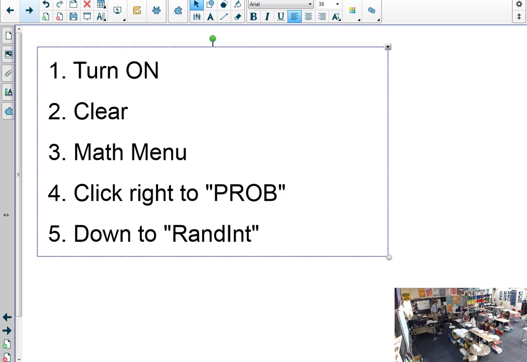Is everybody in the math menu? There's a button that says math on the left-hand side of the calculator. Yeah, up at the top it says math, num, complex. It's like when you guys text each other, right? It takes out the vowels. Are we in the math menu? Good.